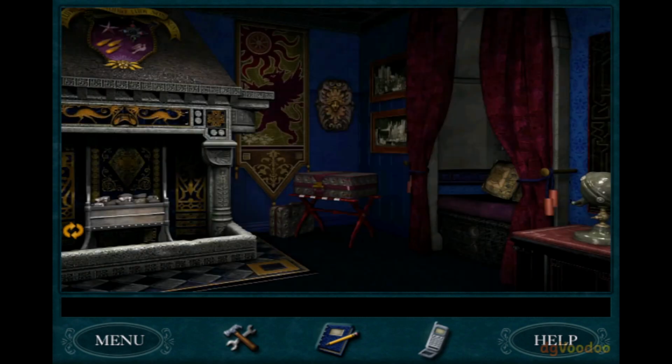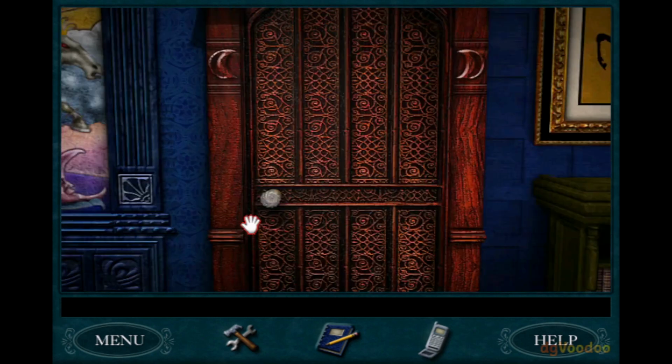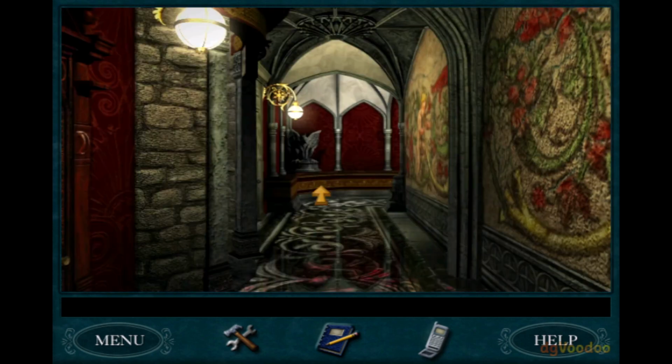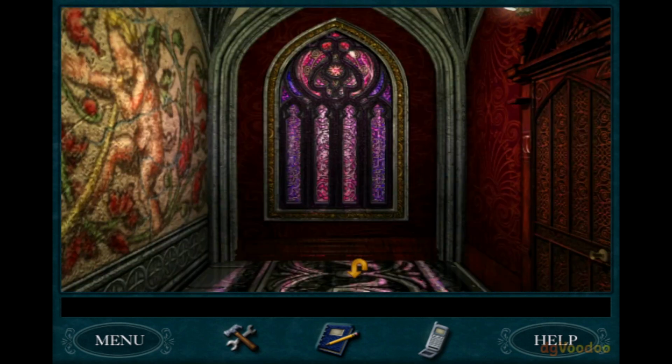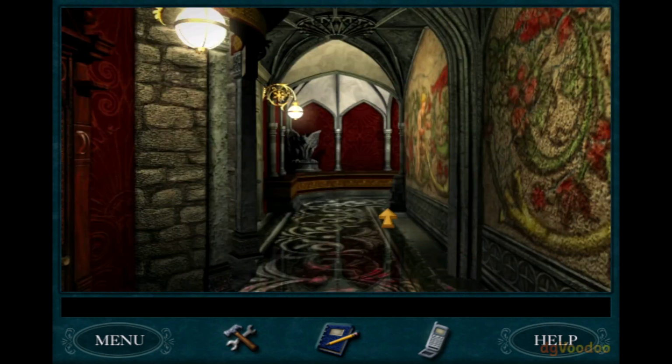Well, I guess it's time to get out of the room then. Let's see what we've got here. So our room is kind of at the end of this corridor. And that's what the door looks like. So we've got those moons there.